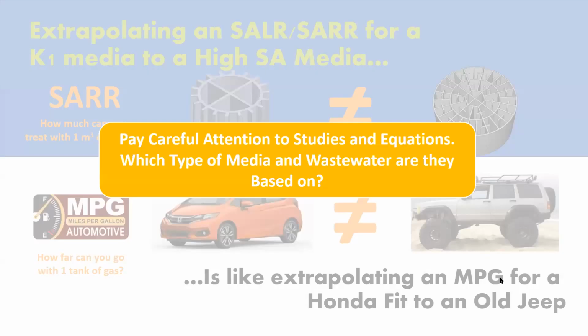So the bottom line I want you to take home here is to pay very careful attention to the studies and equations that you find. Make sure to note which type of media and which type of wastewater they are based off of. Now, we understand that not everyone can do pilot studies on their systems, right? Ideally, we would always like to do a pilot study on whatever water we're going to treat to be able to determine our loading rate, but we can't, right? So we have to look at these studies, we have to look at these different equations, but we need to understand how those differ from our particular system that we're about to design, okay?